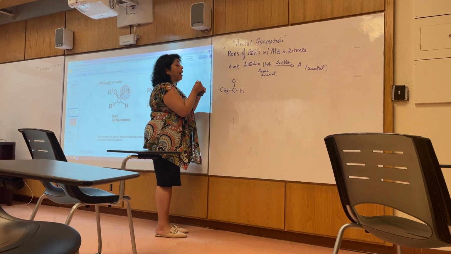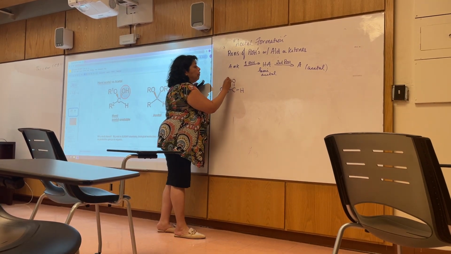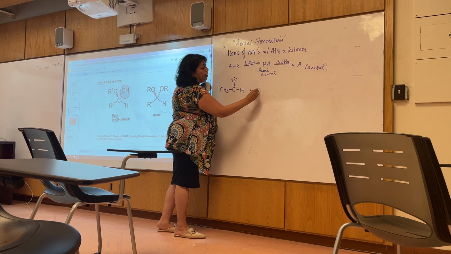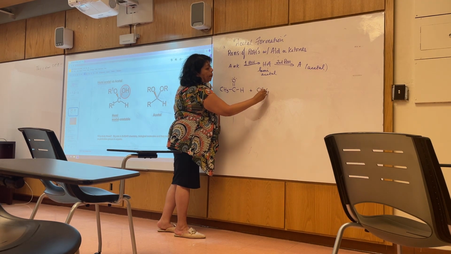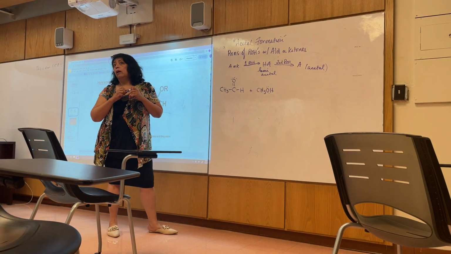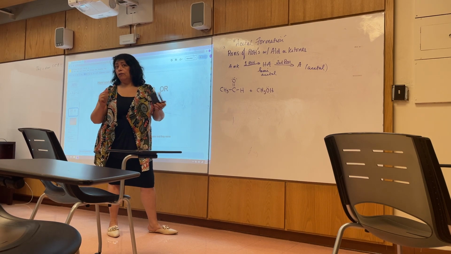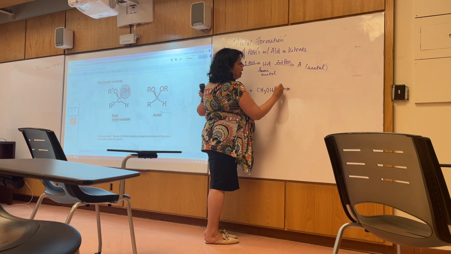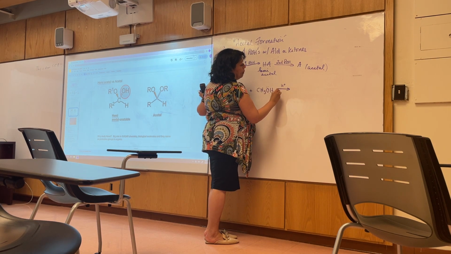So this is a very simple aldehyde. Now I'm going to pick another simple alcohol. So let's do methanol. Okay, and what do I need to get this going? Catalyst, right. So I need a catalyst. Usually my catalyst is going to be H+. That's an acid catalyst.